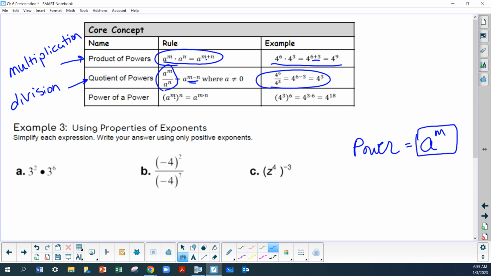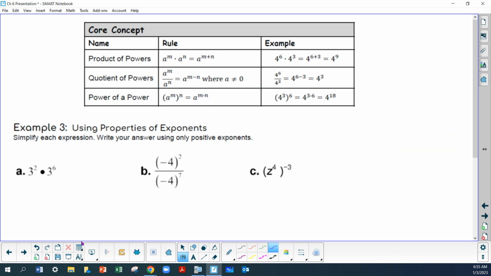Power of a power. So I'm seeing a power raised to an outside power. In that case, we multiply the exponents. So make sure you jot these 3 rules down, and we'll move on.